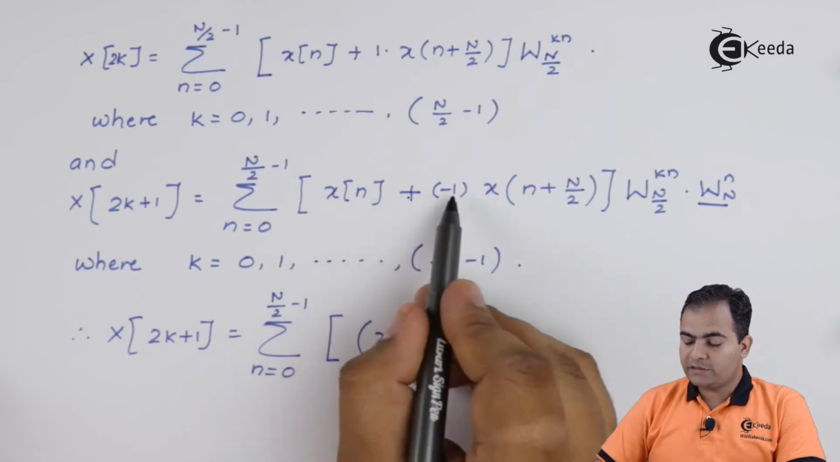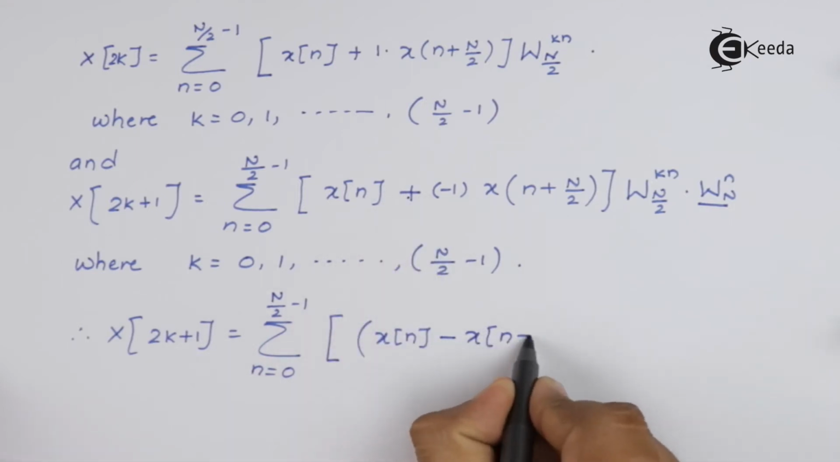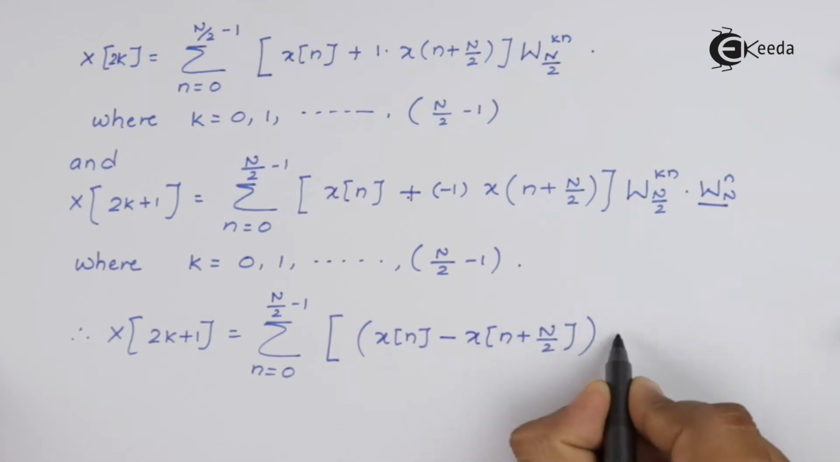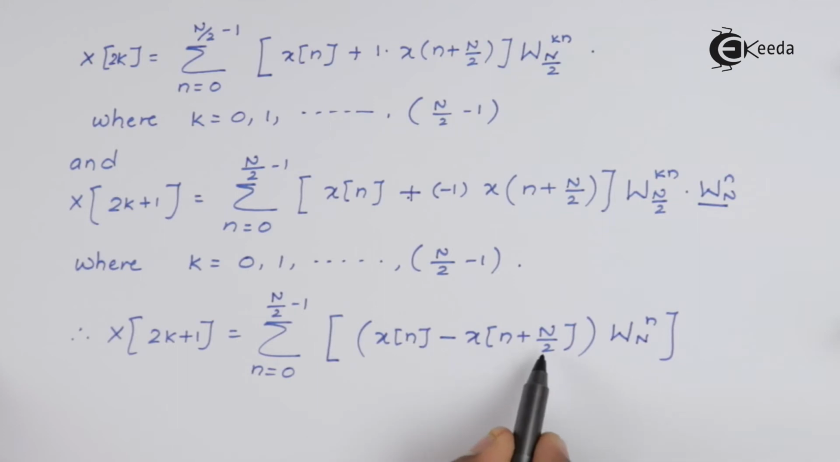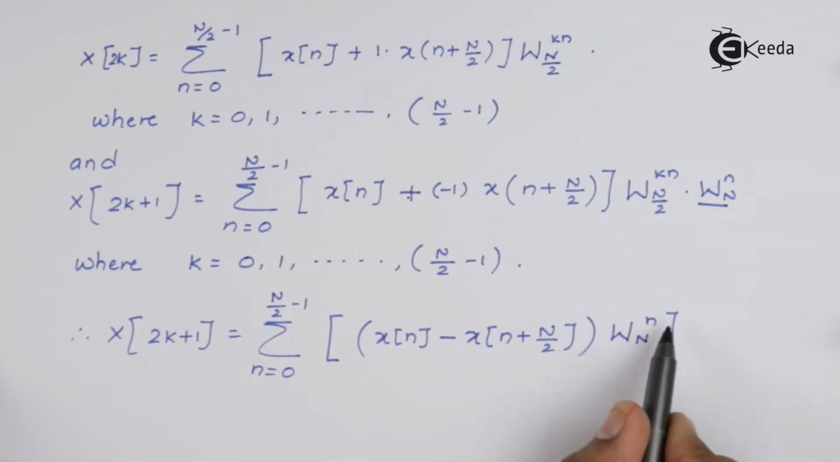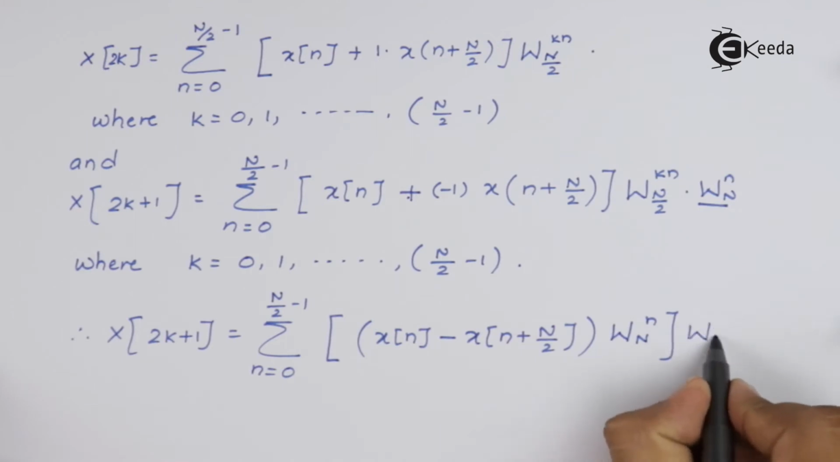Now, plus into minus, our result is minus. I've multiplied this whole value by omega n to the power n, and this whole bracket is multiplied by the last value. Now, I'm going to write my x of 2k value and x of 2k plus 1 value once again, because I'm going to do some substitution in both the equations.